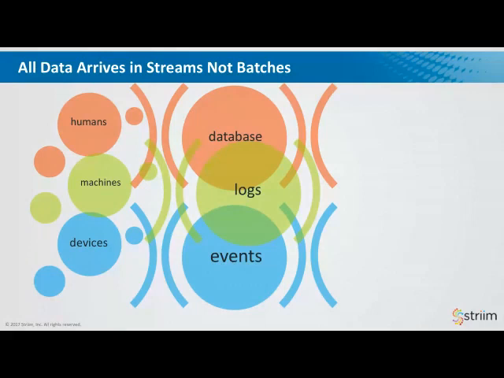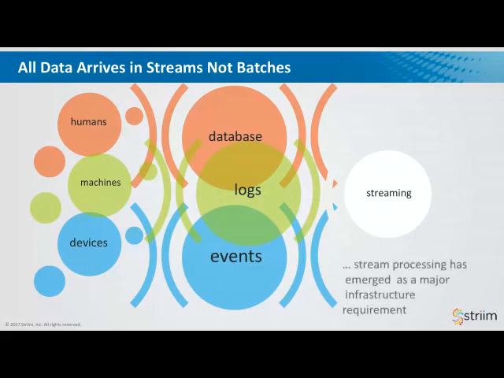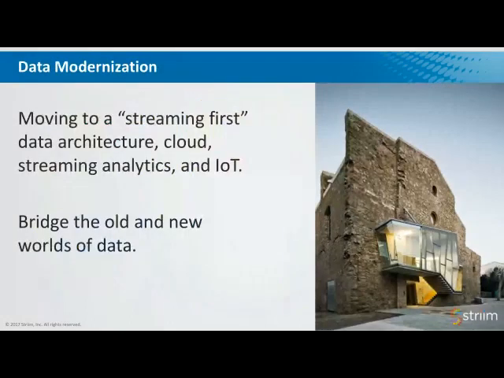So that gives you the notion of all of your data in an enterprise, not just IoT data, being streaming, which then means that stream processing is a major infrastructure requirement. And by stream processing, I mean the in-memory processing and analytics of data before it ever hits disk in a structured way in order to create some business outcome. And this is part of overall data modernization.